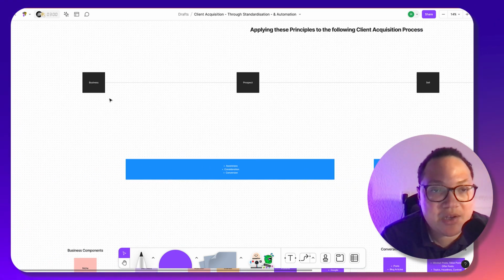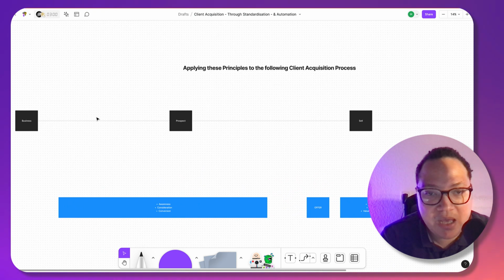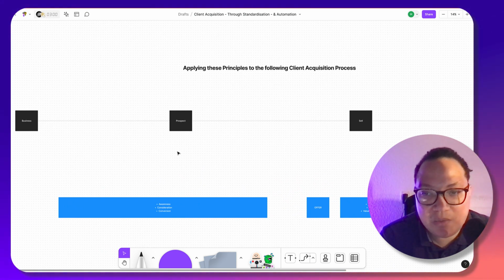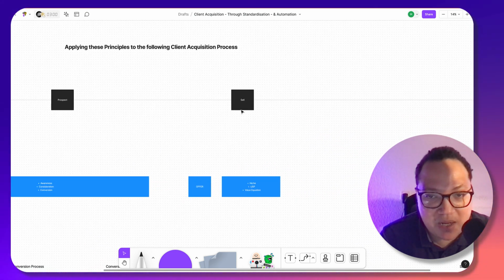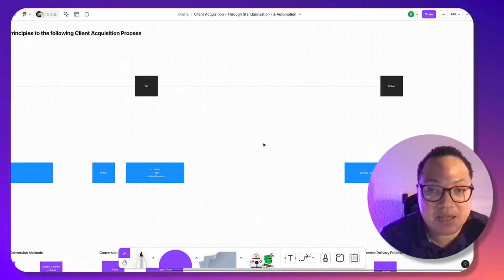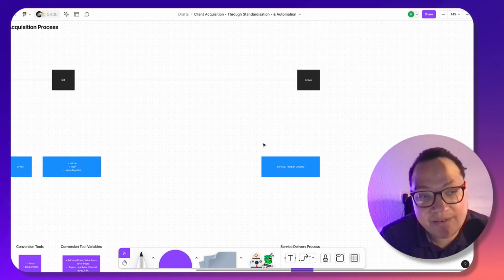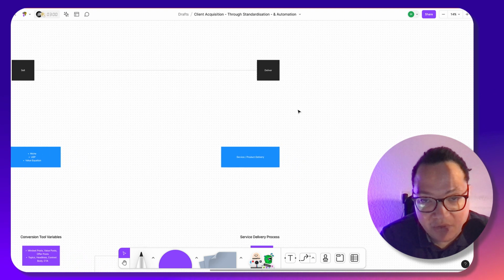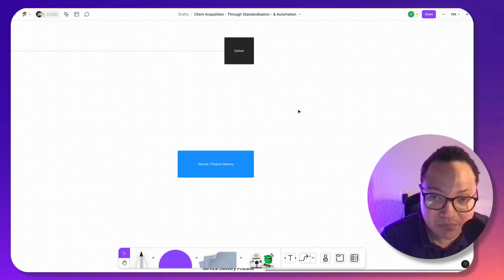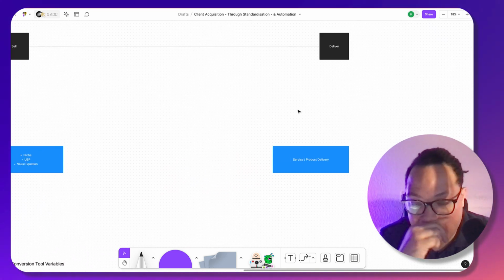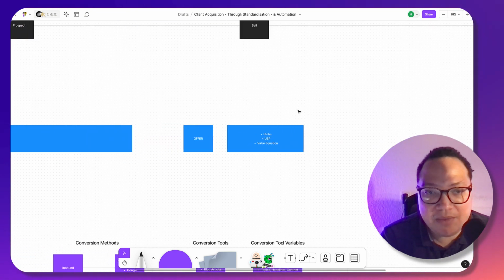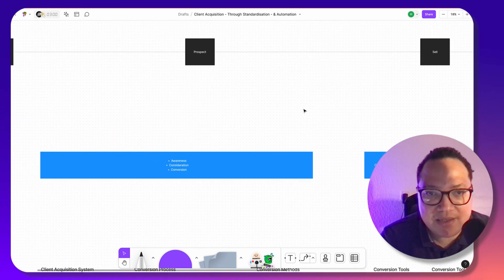You will understand your business in principle. What makes a prospect? Why does that prospect buy, what do you need to make a sale to that prospect? And what do you deliver? Because that's the last component that you need to systematize. So these are the elements that you need to standardize and systematize.